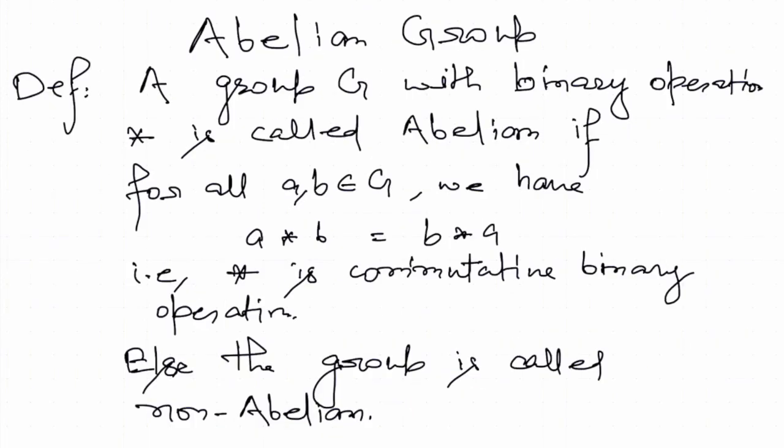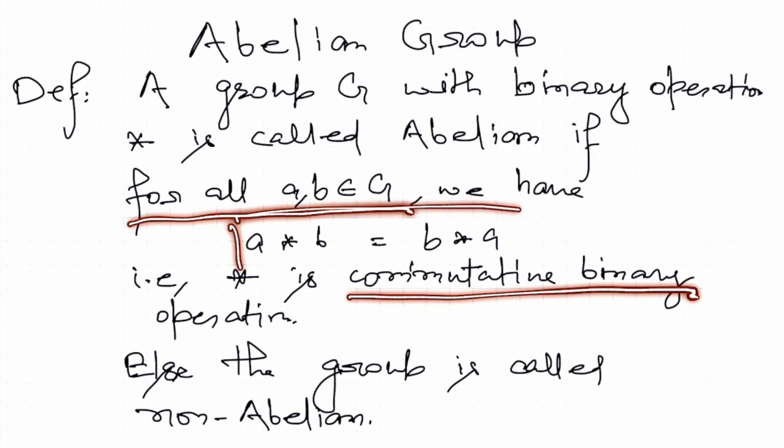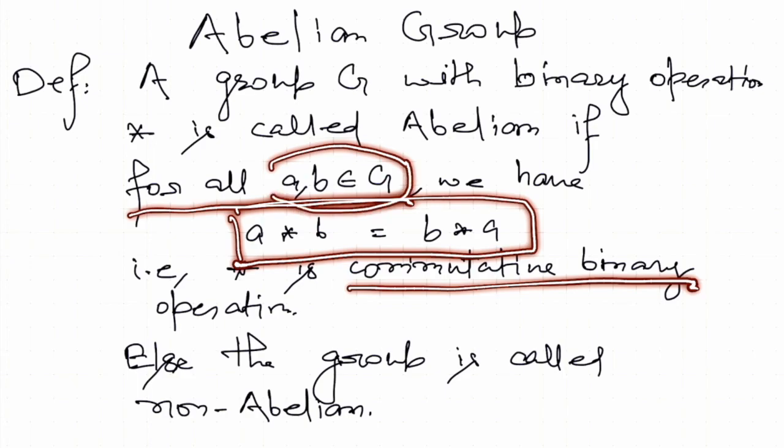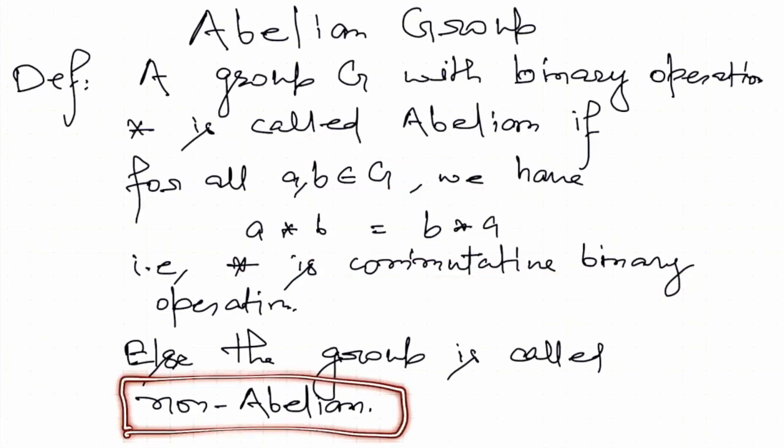Groups are mainly classified into two types: one is called abelian group, the other is called non-abelian group. A group is abelian if the given binary operation is commutative. And commutative, we have already learned about commutative binary operations: for all a, b belonging to G, we have a star b equals b star a. If you take any two elements in G, they must commute. It happens sometimes that some elements commute, but not all. Then we say that the group is not abelian. Non-abelian groups are those groups which are not abelian.